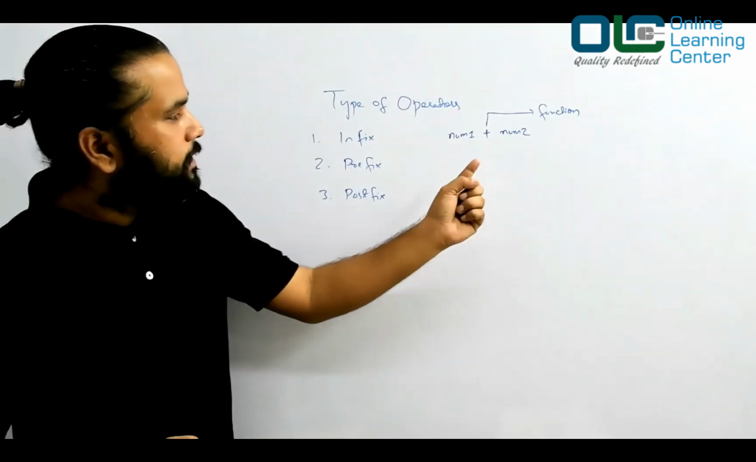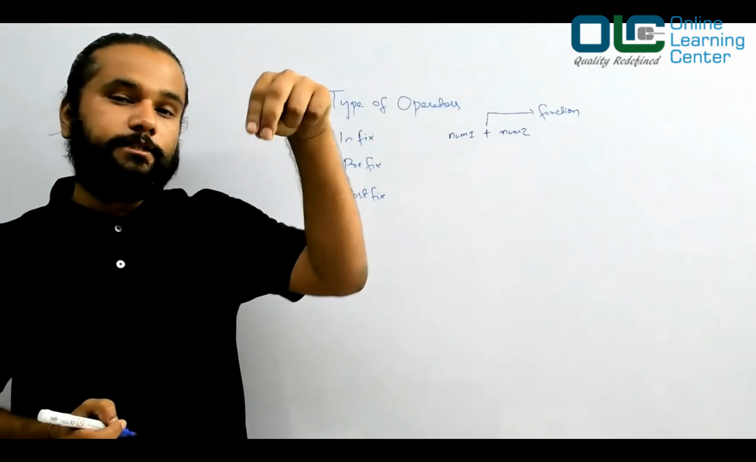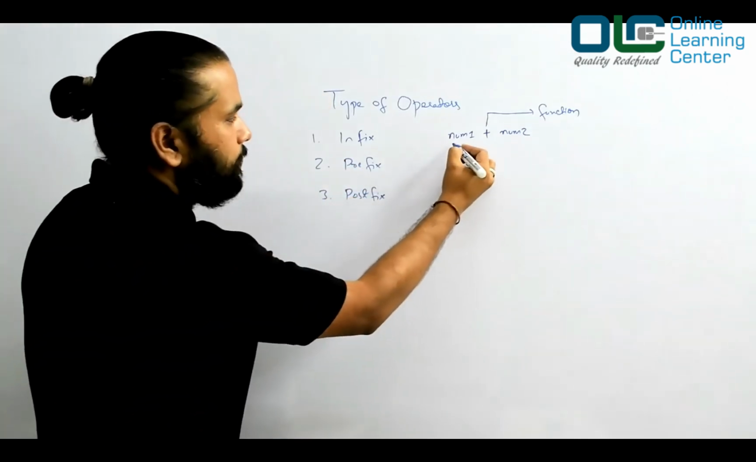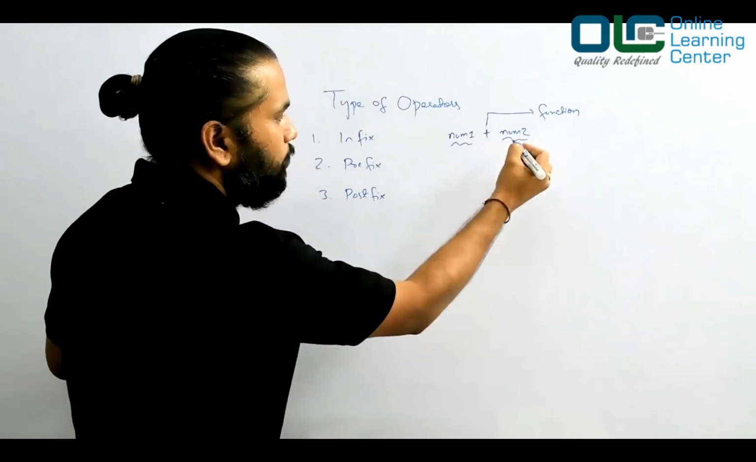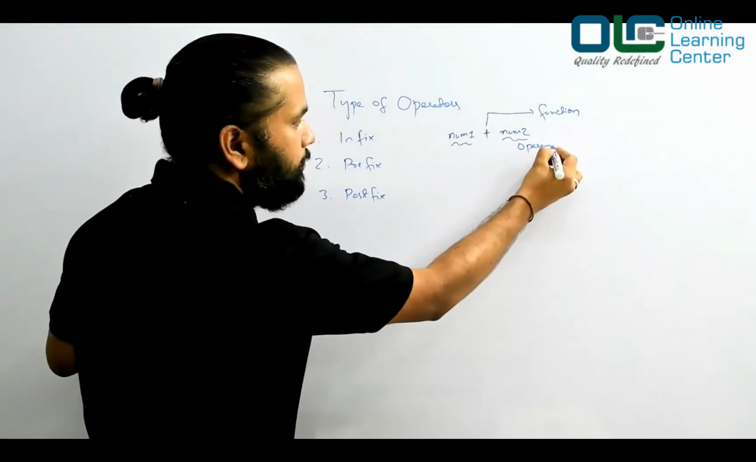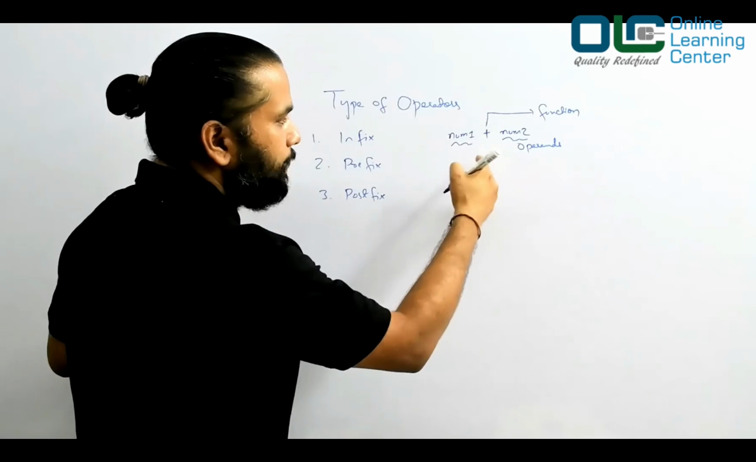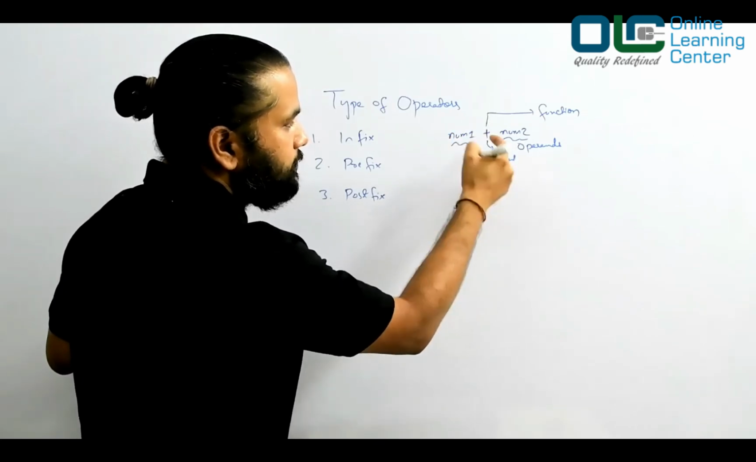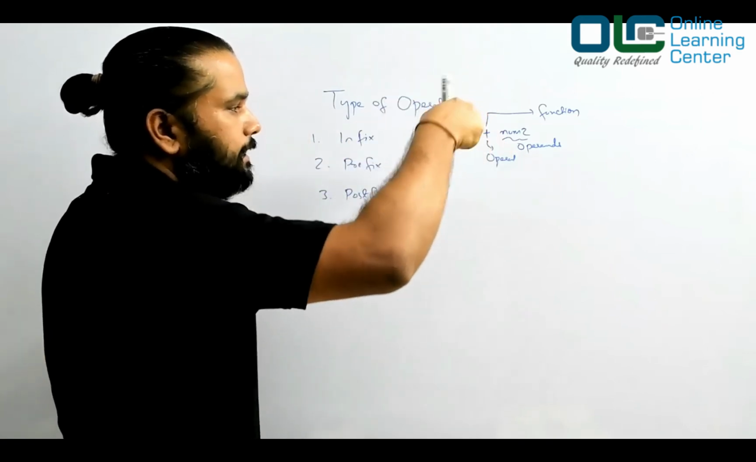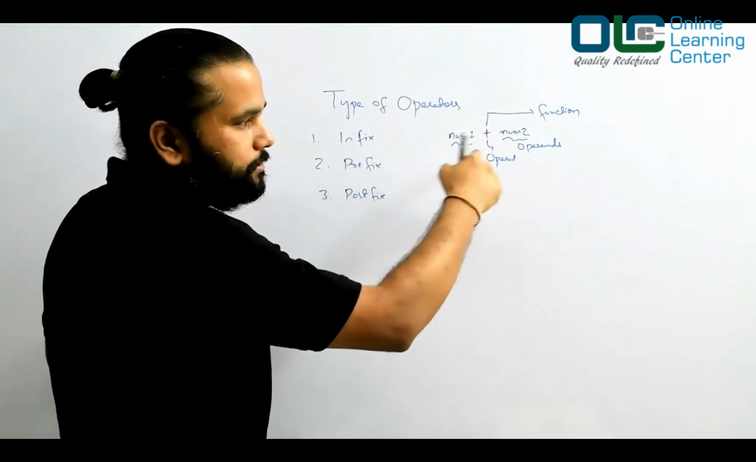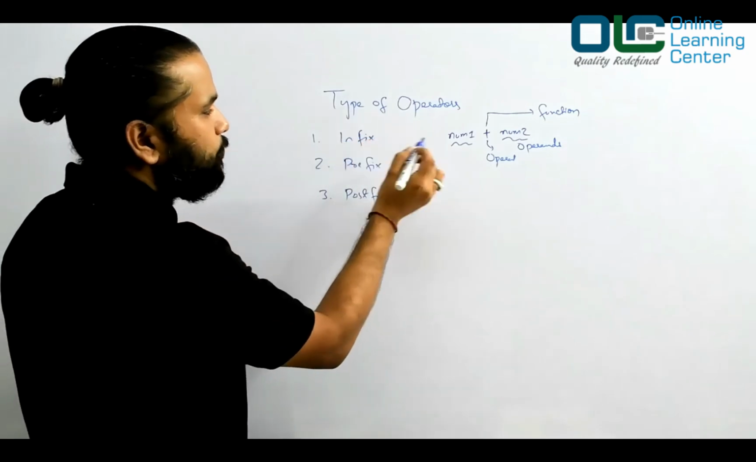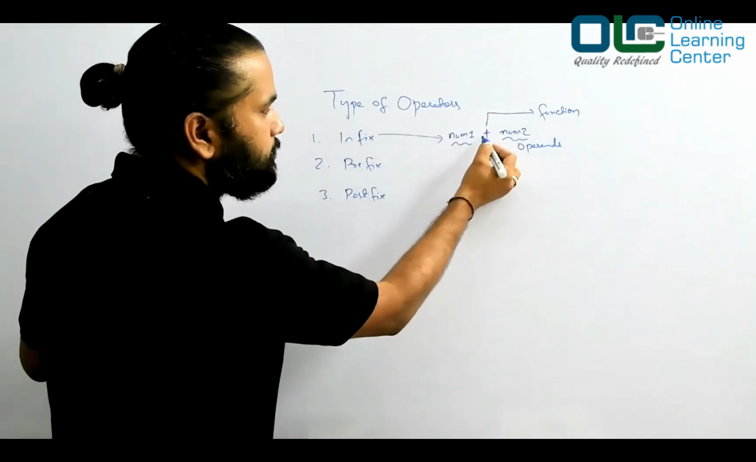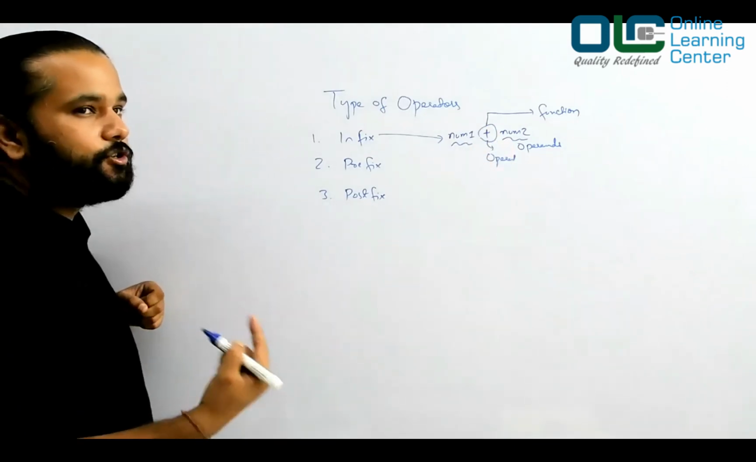If you see, this plus symbol is exactly sitting in the middle of the two operands. These are variables, or you call them operands, and this is the operator. This symbol is sitting exactly in the middle of two variables, so this is called infix because they sit in the middle. So plus here is acting as an infix operator.